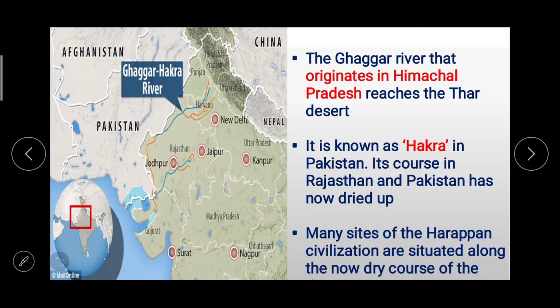Then the Ghaggar river that originates in Himachal Pradesh reaches the Thar Desert. It is known as Hakra in Pakistan. Its course in Rajasthan and Pakistan has now dried up. Many sites of the Harappan civilization are situated along the now dry course of the river. Here you can see the Ghaggar or the Hakra river.